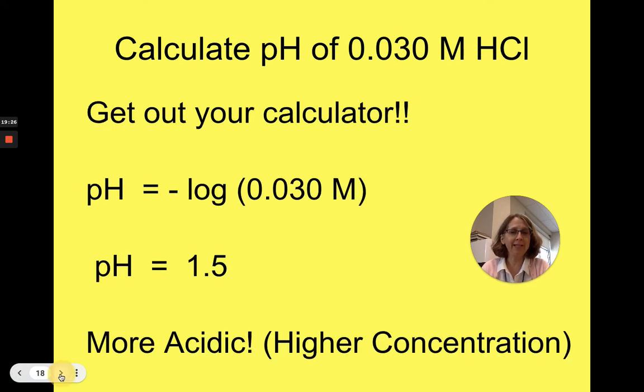It's more acidic. But it's not a whole number this time because it's 3 times 10 versus 1 times 10. Okay? We're going to get more practice on this later, but that's how you use your calculator to figure out the pH. It's shorthand. Rather than saying this is acidic because the hydrogen ion concentration is 0.03 molar, you would say this is acidic because the pH is 1.5. Okay?